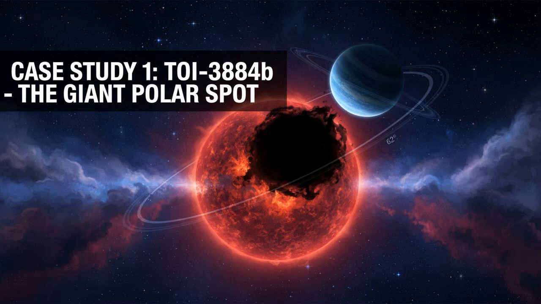Even more surprisingly, by tracking how the planet crossed the spot in different colors of light, the team realized the planet was not orbiting around the star's equator. The orbit was tilted at a wild angle of 62 degrees relative to the star's spin axis. The planet was effectively orbiting over the top of the star, repeatedly crossing this giant polar spot. This geometry suggests a violent history, perhaps a gravitational scattering event with another massive planet in the past, that kicked this world into such an extreme orbit. Without spot mapping, we never would have seen this drama.